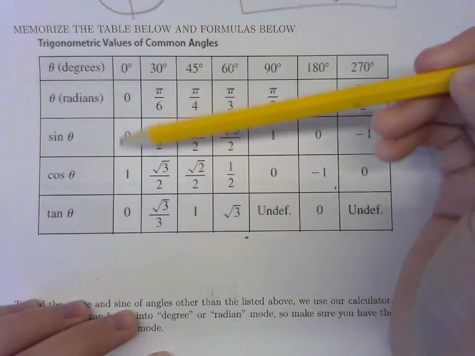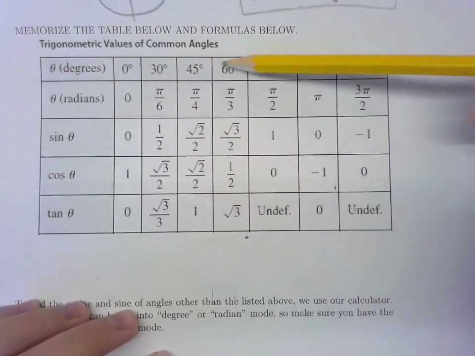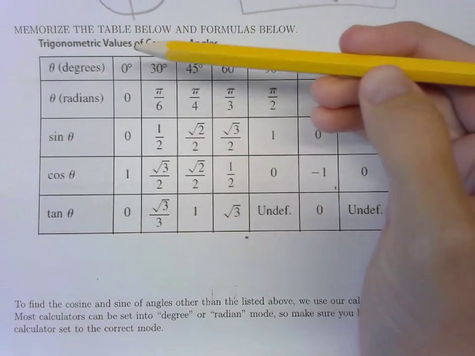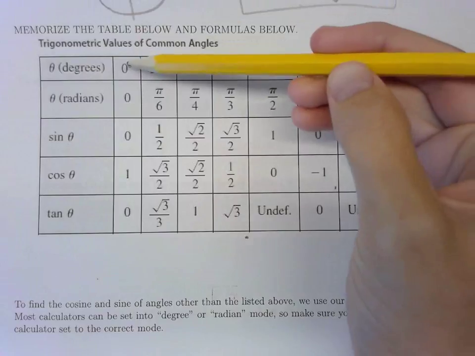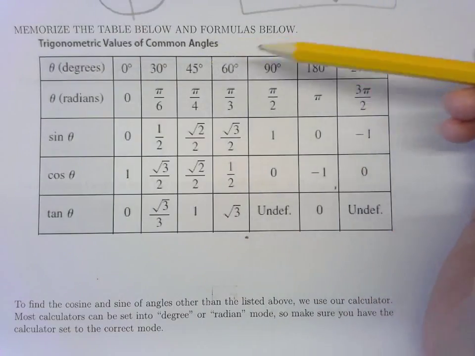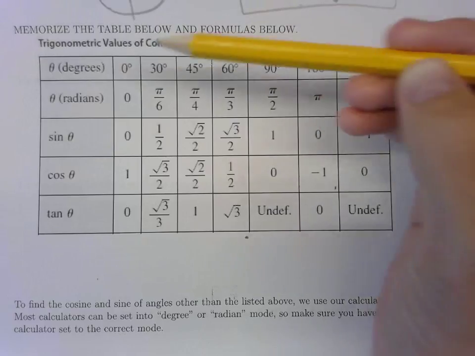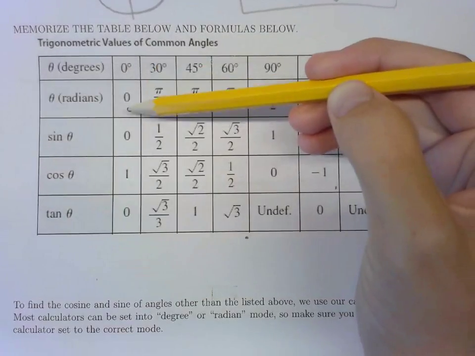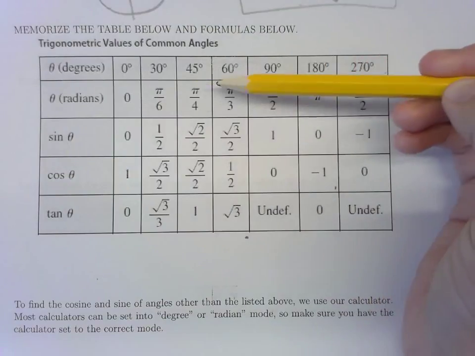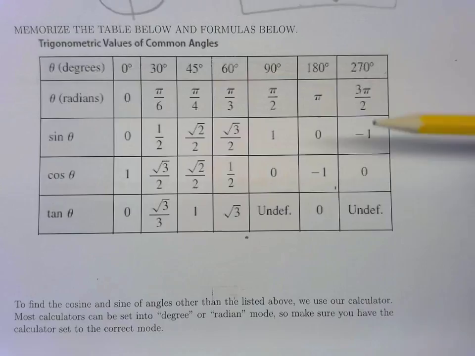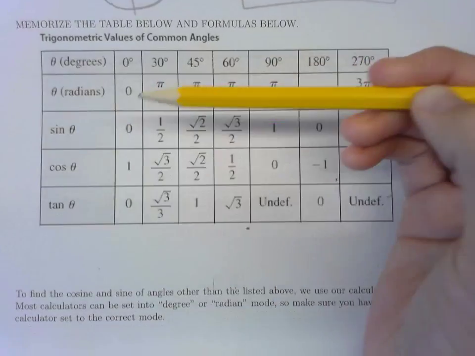So let's just quickly go over these. First row here, we have in degrees some important degrees that you'll see a lot on the SAT. So we have 0 degrees, 30, 45, 60, 90, 180, and 270 degrees. Remember, 360 degrees is the same as 0. In radians, that's 0, pi over 6, pi over 4, pi over 3, pi over 2, pi, and 3 pi over 2, which we can go back to the circle that we drew a couple pages before and check.